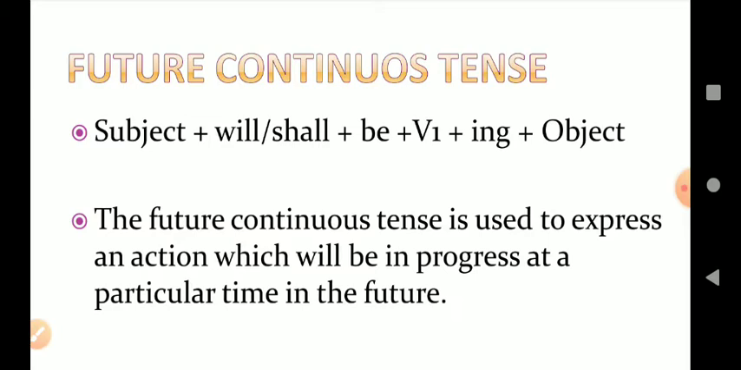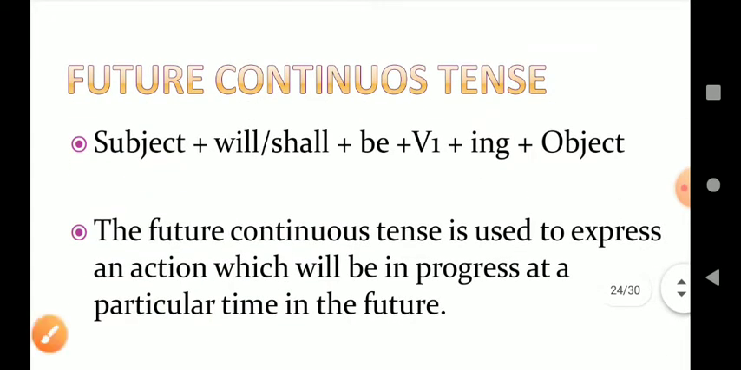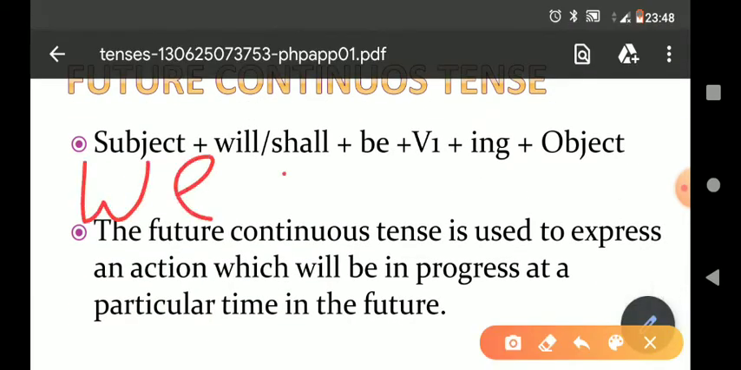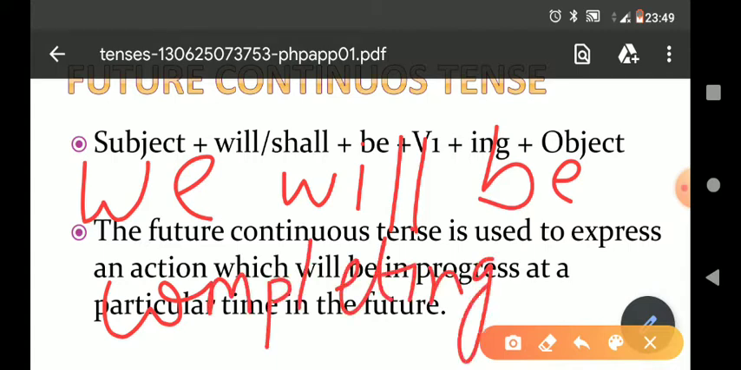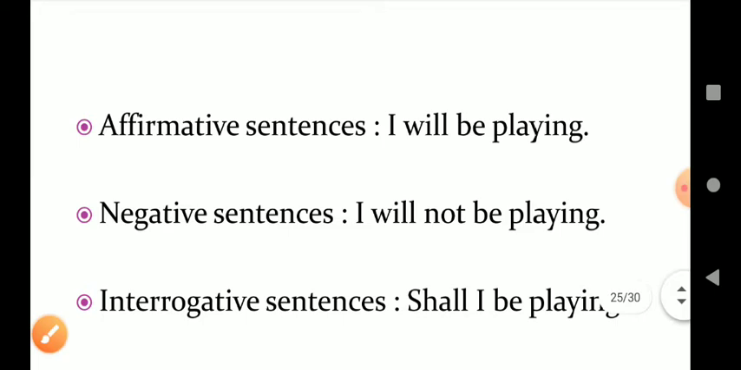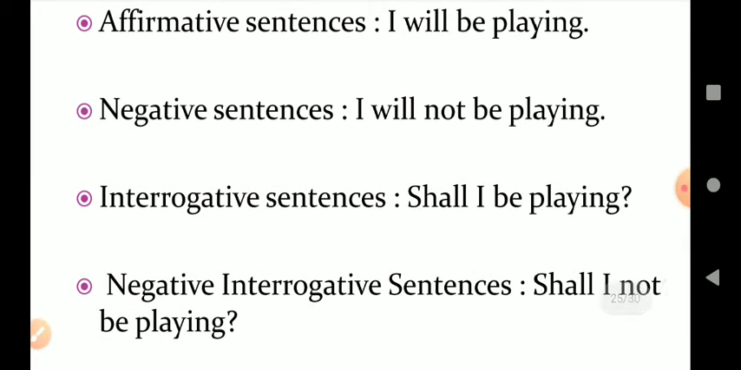Means any kind of action which will continue in the future, like: we will be completing homework. Completing is V4. मीन्स हम लोग होमवर्क कंप्लीट कर रहे होंगे. मीन्स ये ऐसा एक्शन है जो फ्यूचर में कंटिन्यू होगा. Now you are seeing again the examples in different kinds of sentences.